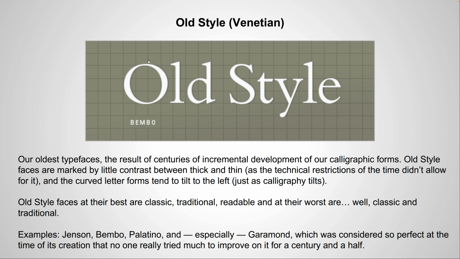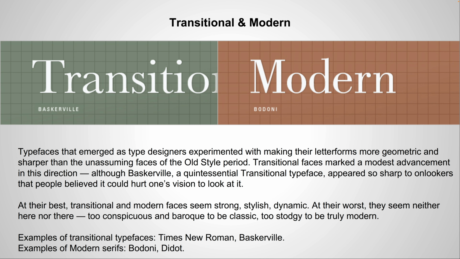But you can see again, there's a little bit of variation between thick and thin, with the belly of this D and the O, where you can see some variations in thick and thin. Again, more classical, more traditional looking. Transitional and modern are basically based on experimenting with letter forms that were in between the sans serif, serif font, and the transitional versus geometric, right?